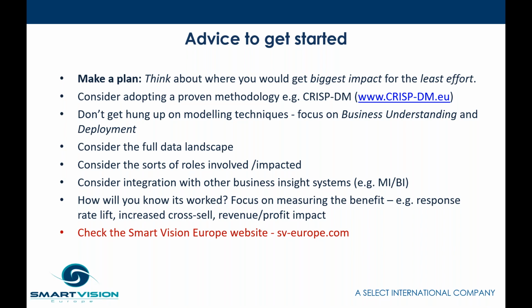And we recommend that they consider looking at a proven methodology such as CRISP-DM, which is one out there. There are other methodologies, but that's the one that we tend to use. Don't get hung up on modeling techniques like deep learning networks or decision trees or regressions or anything like that. You've really got to look at the CRISP-DM process and focus on the start of the process. Why are we doing this? What are we hoping to achieve? And the end part of the process, which is, what are we going to do differently? How will we know if it's worked? That type of stuff.